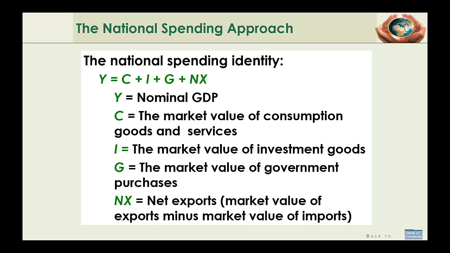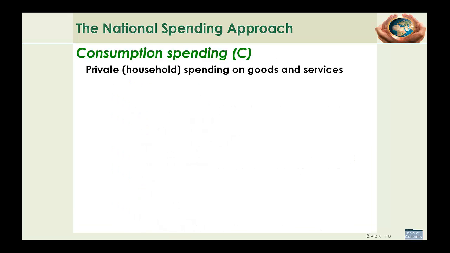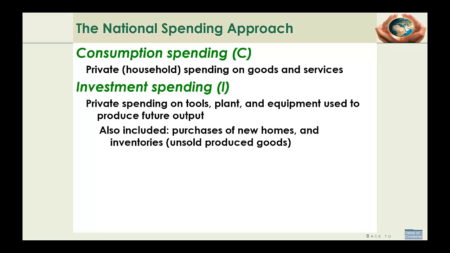So let's look at each of these components individually. Let's start with consumption spending. This is spending on goods and services by households or individuals. So this is your spending on food, clothing, education, transportation, insurance, healthcare, anything that you as a consumer buy for your personal use, your computer, your iPads, your cell phone services, and so on. Investment spending is private spending on things like machinery, equipment, tools, and plants that are used to produce future output. So you can think of investment spending as spending by firms for the most part.